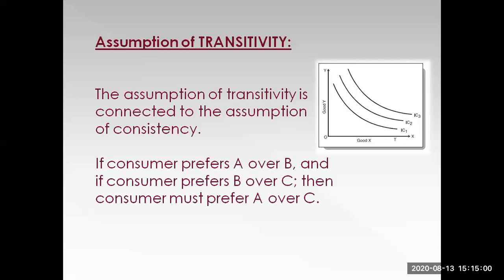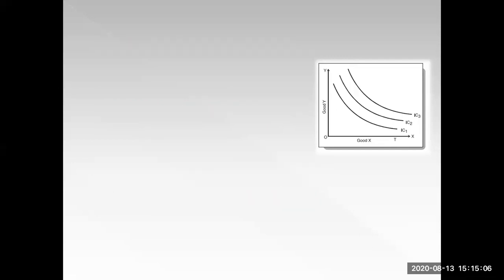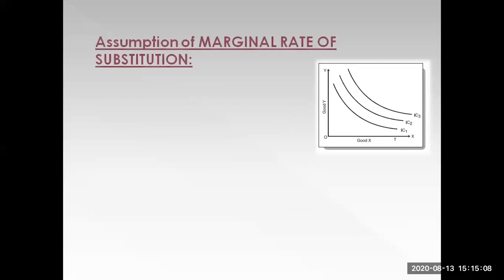And they both together express the fact that a consumer is rational in his or her behavior. So the final assumption that we'll be talking about is the assumption of marginal rate of substitution. As I've mentioned before, the marginal rate of substitution is defined as the slope of the indifference curve. So as I've written here, the slope of the indifference curve, here denoted by IC, is the definition itself of the marginal rate of substitution, which I have written here as MRS.